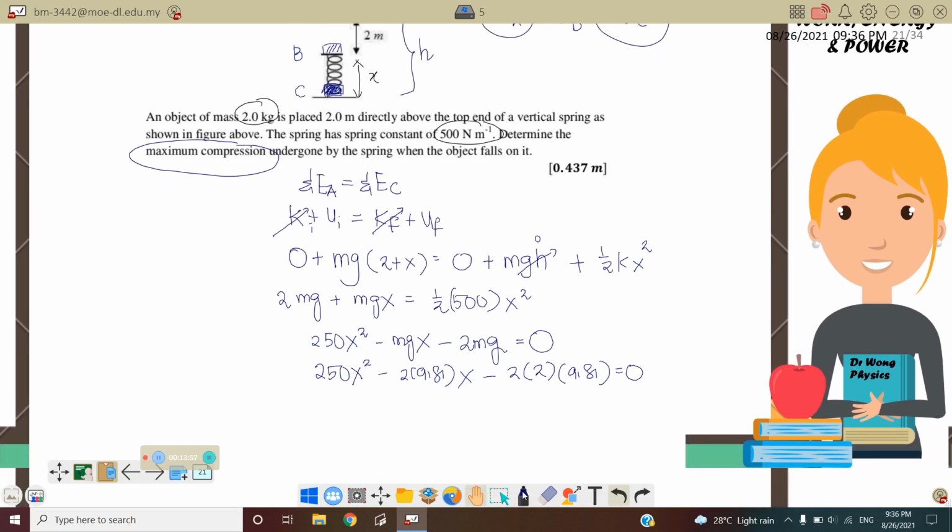Okay, so finally our equation will become 250x squared minus 19.62x minus 39.24 equals 0. Okay, so you press the calculator, and you will find that the maximum compression, x maximum, is equal to 0.437 meter. So you can use the calculator with the quadratic equation, then you will get the answer: x maximum equals 0.437 meter.